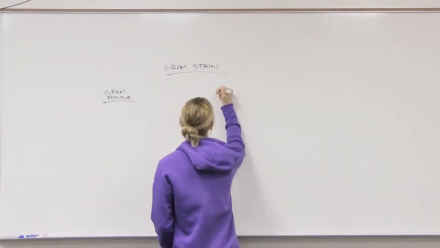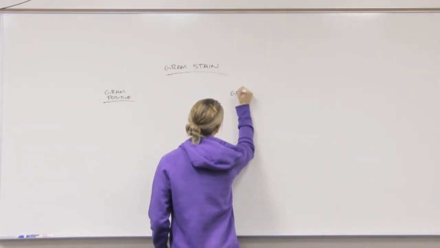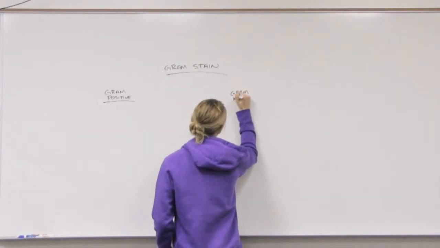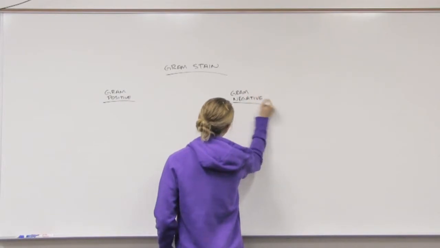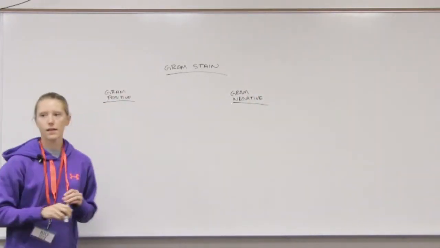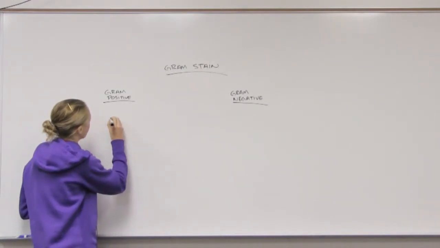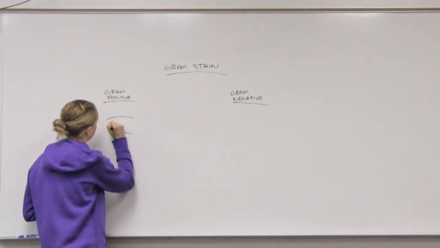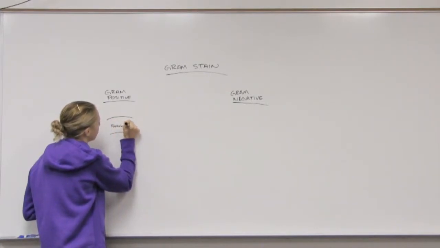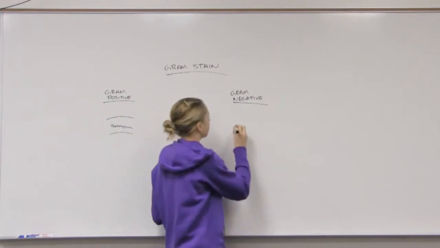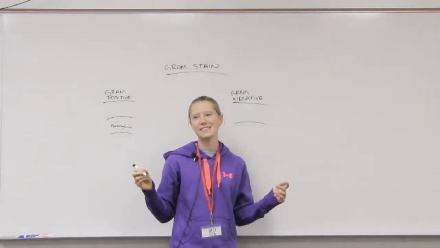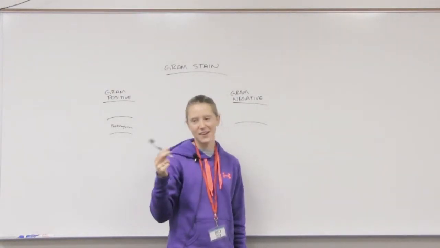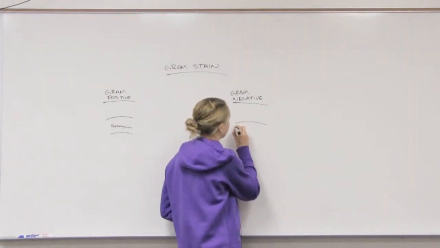Okay, so gram positive and gram negative. Someone remind me what the difference between these two are. Gram positive has a thicker peptidoglycan layer, and gram negative has a thin peptidoglycan layer and an outer membrane. Does anyone remember how many layers of peptidoglycan gram positive has? 30. Wow, you guys are good. You don't really need to know that, but if you put that on the test, you'd be like, dang, that person's smart. How about gram negative? One.